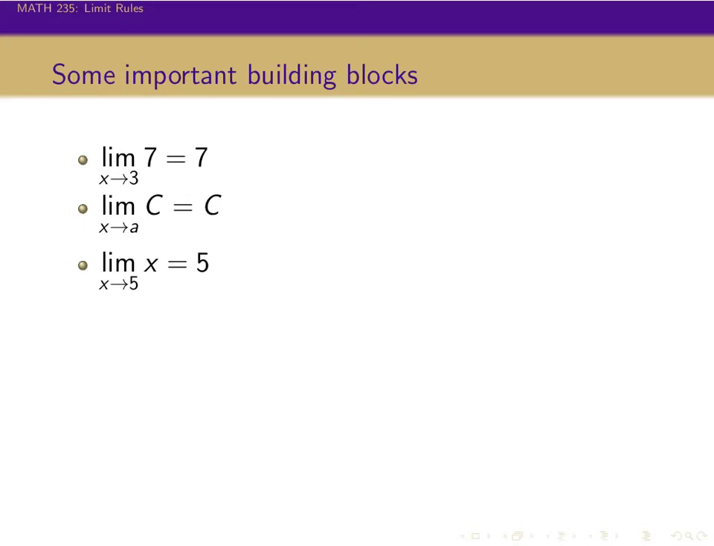Okay. And in general, for any value a, if we take the limit as x goes to a of x, this is always going to be a. And there we are.